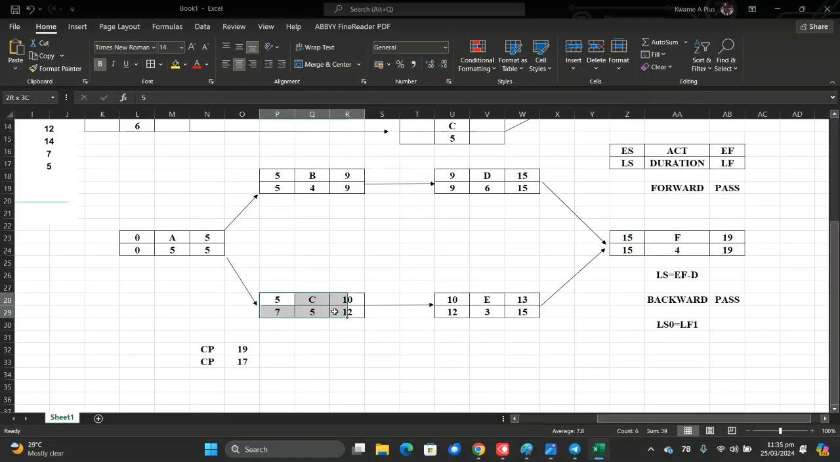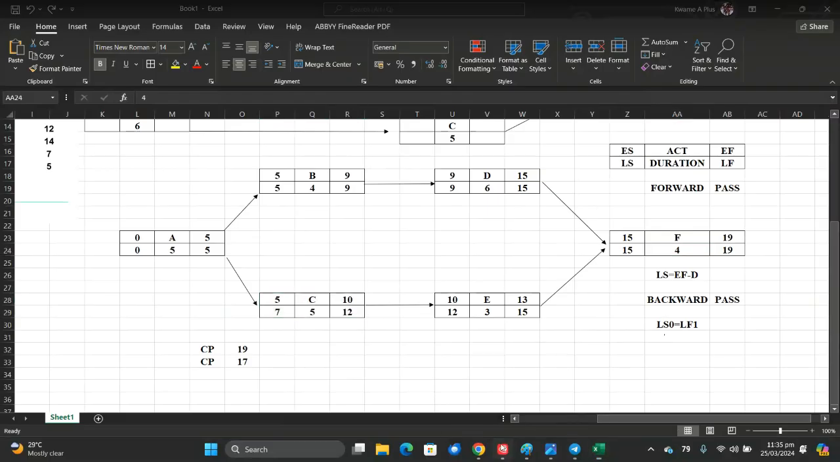But look at the other side. You see these figures? Here is 5, here is 7. Okay, here is 10, here is 12. So the critical path is the longest path. Okay. So let's continue.